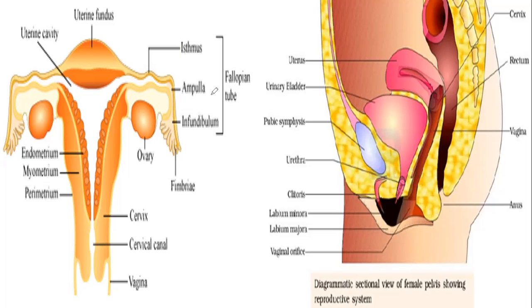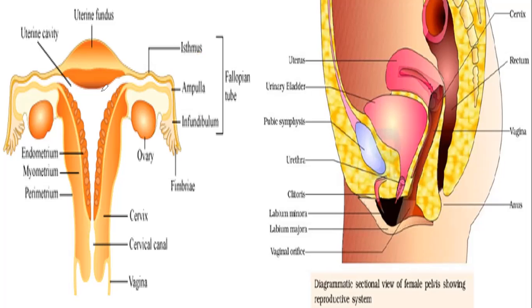The last part of the oviduct is the isthmus. It is a narrow lumen, and this narrow lumen joins with the uterus. This is the uterus. So this is the isthmus; the isthmus connects to the uterus. The uterus is this area.